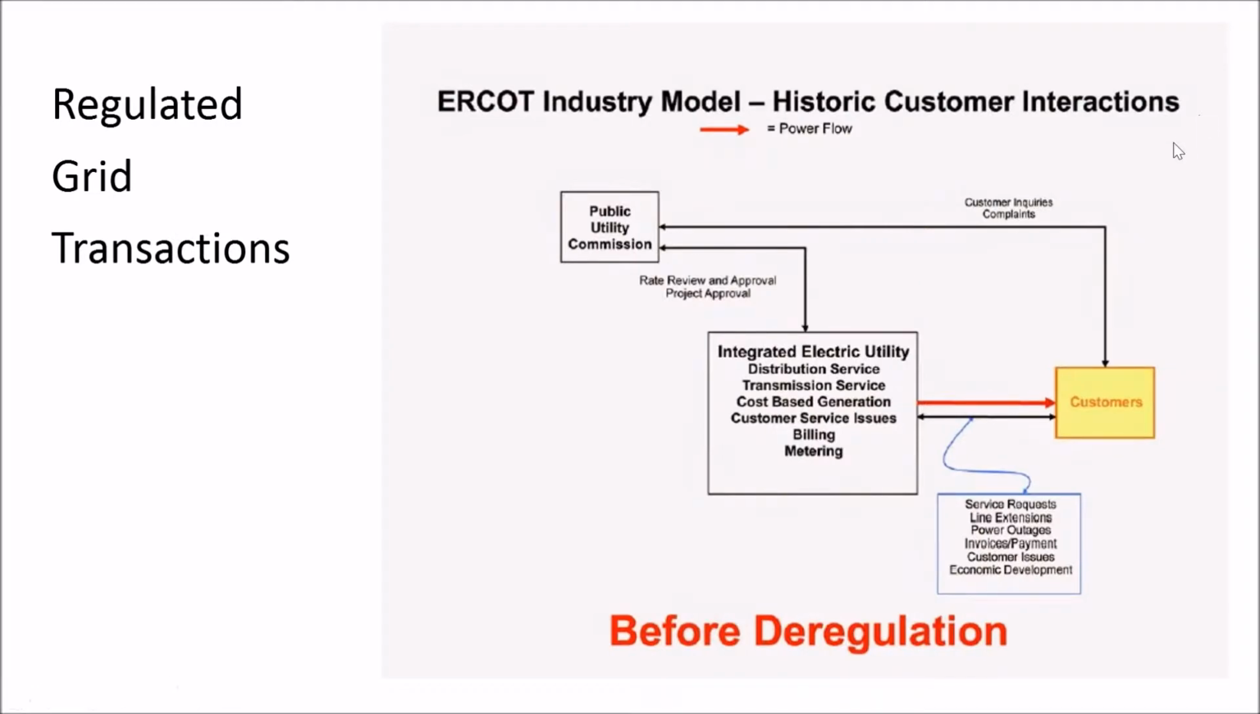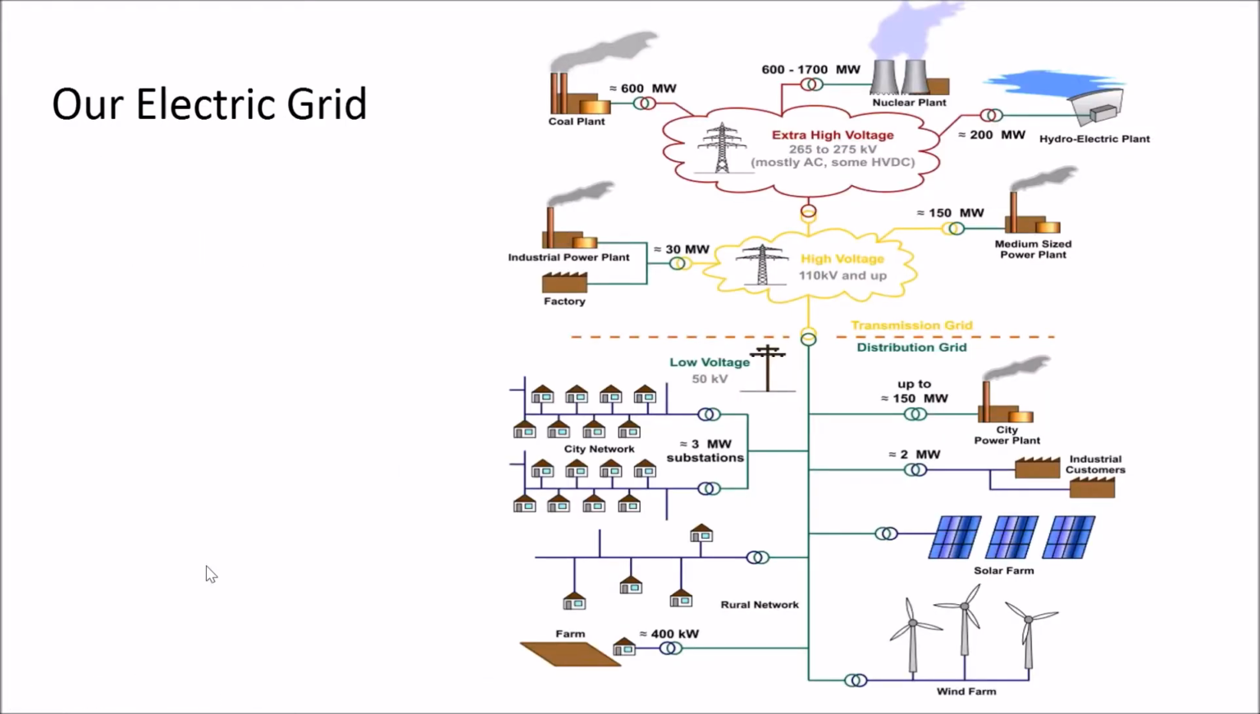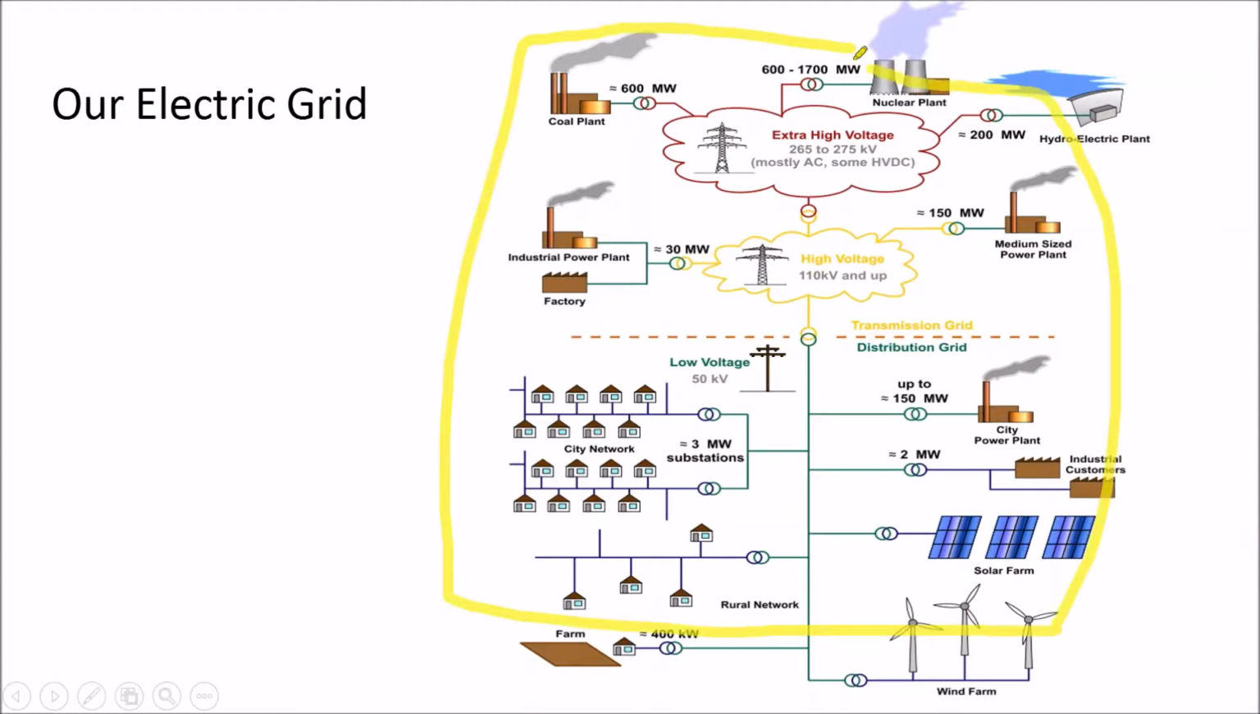So let's talk about how electric transactions occur over an electric grid. Now, before deregulation, you have one utility handling all tasks associated with your electric bill. And so on a truly 100% regulated grid, the power company may have received permission from the state utility commission to run all of this infrastructure.